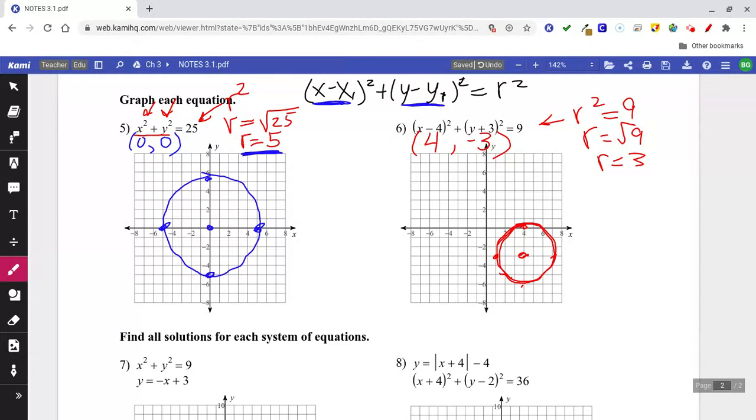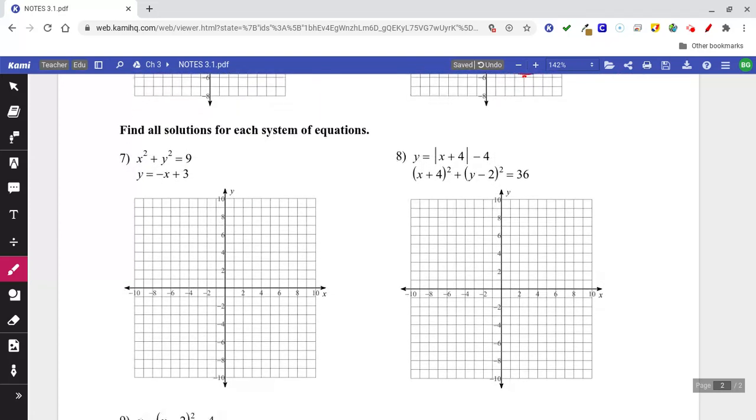So again, think about it. We're drawing a set of points. Yes, it's a circle, but it's a set of points, and that set of points consists of solutions to that equation. But know that there's a new form. So now we know how to graph lines, parabolas, absolute values, and square root functions, and now circles.